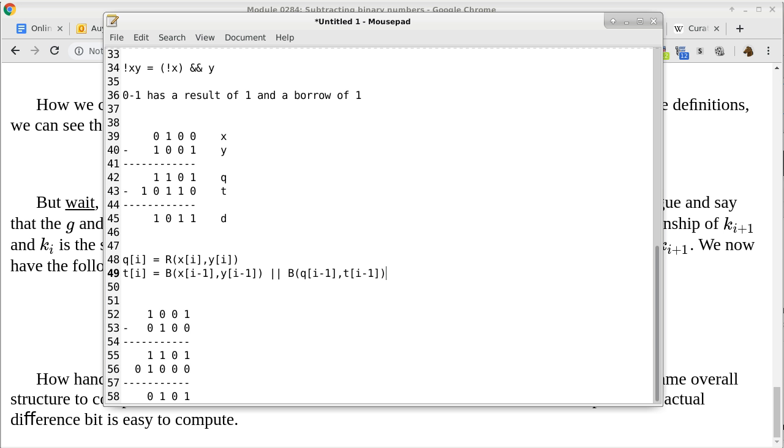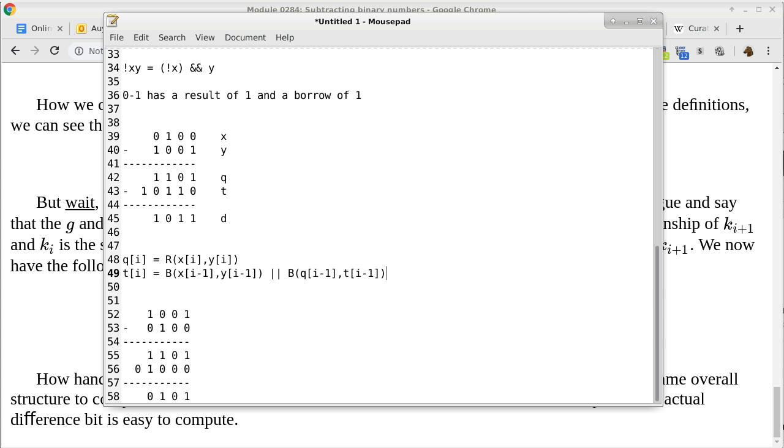So this row are the t's. If you're trying to figure out this particular borrow bit, then you have to say, did I end up with a borrow here, or did I end up with a borrow here? If one of these two is actually borrowing, then you have a borrow bit of 1 over here. That's what this equation is saying.